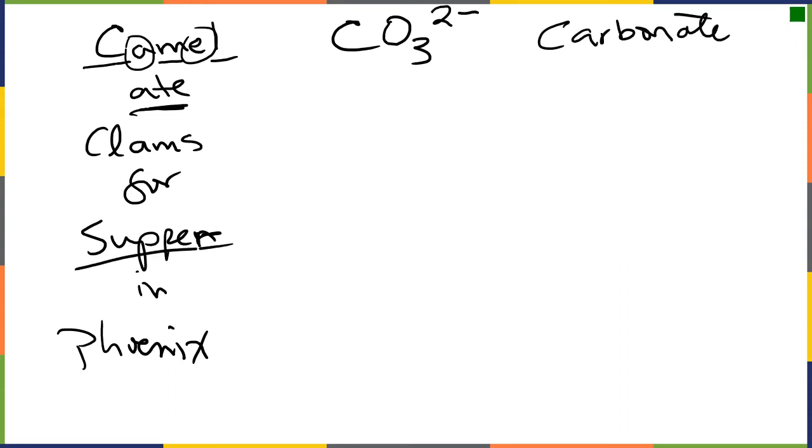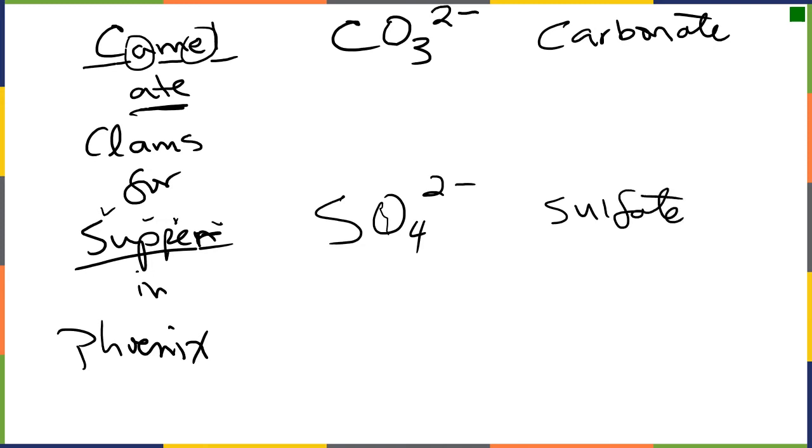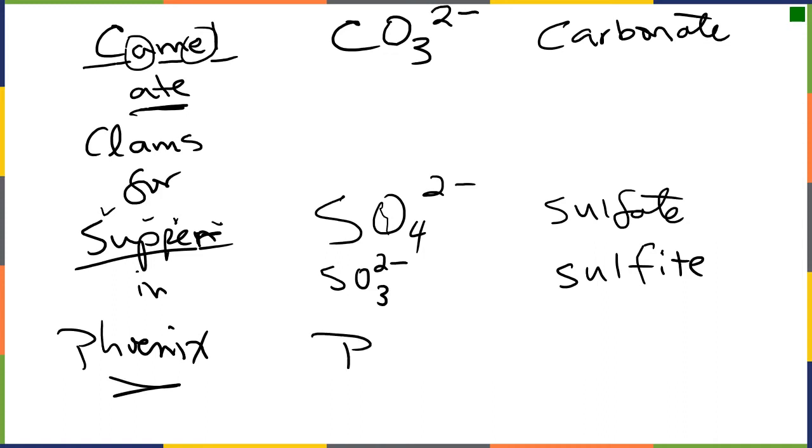If we do supper, we have S. We look at our total number of consonants, that is going to be 4. We look at our number of vowels, that's 2. So SO4, 2 minus is sulfate. This is going to tell us immediately that SO3, 2 minus, again removing 1 oxygen, is the light version, and that's sulfite. If we go to Phoenix, we have a phosphorus, we have 4 oxygens, we have 3 vowels, and this is phosphate. All right, so that gets us through our ates and our ites.